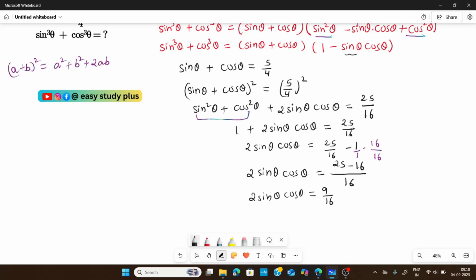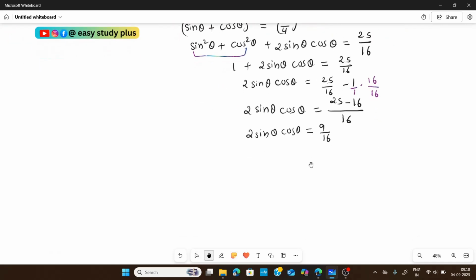For our formula, we need only sine theta into cos theta. So divide both sides by 2. When you divide both sides by 2, you will get sine theta cos theta. Divide carefully here. I see most of them make a mistake here. Divide like this, 1 over 2, so that you can avoid the mistake while dividing fractions. So 2 will cancel here. 9 times 1 is 9, and 16 times 2 is 32. Okay, we got the product of sine theta and cos theta.